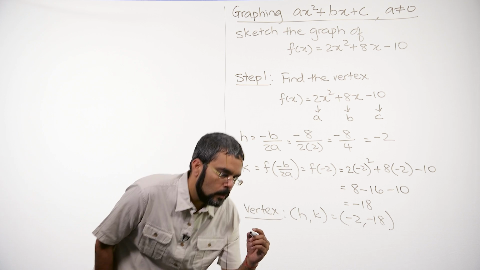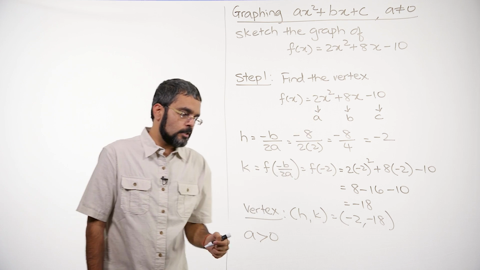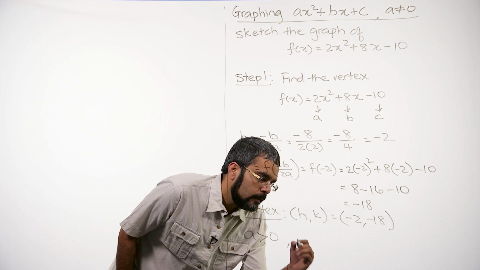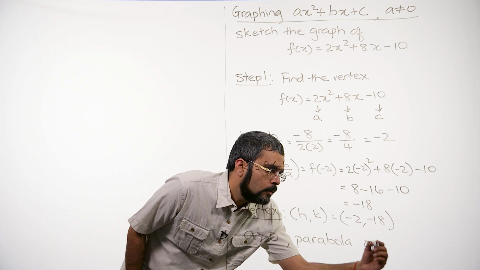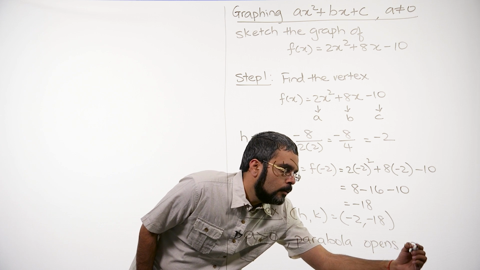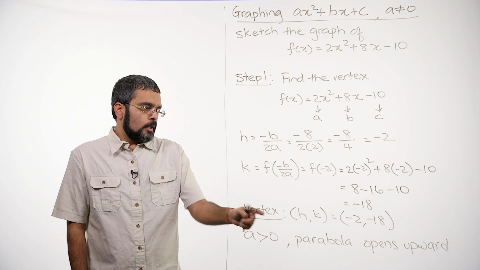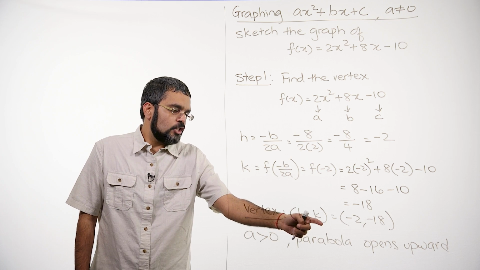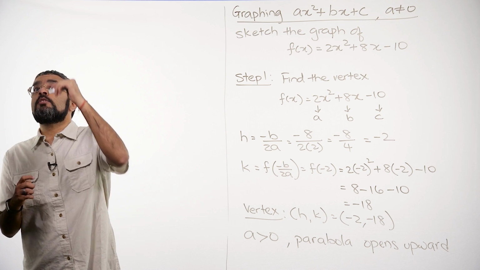Also, I know that since a is greater than 0, right? a is 2, which is greater than 0, my parabola opens upward. So if it opens upward, that means h, k has to be my lowest point in the parabola. Now, let's go ahead and find the intercepts.